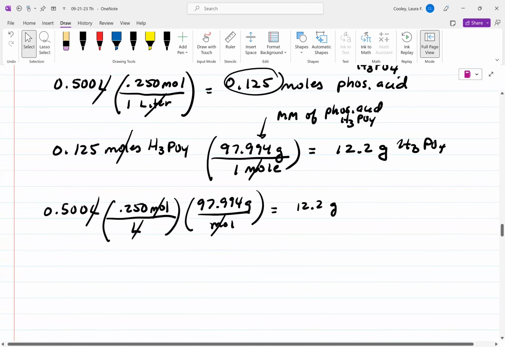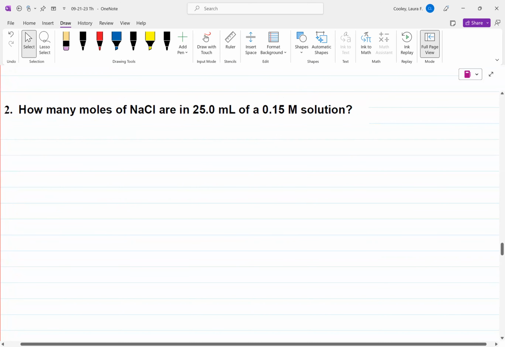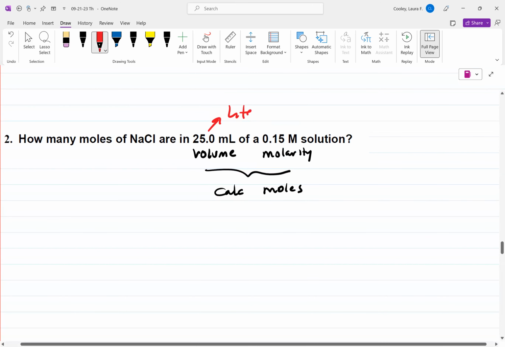Okay. So how about you do number 2? How many moles of NaCl are in 25 milliliters of a 0.15 molar solution? So here you're again given the volume and the molarity, and you're asked to calculate the moles. So it's just the molarity times the volume. But what do you have to do to the volume first? Right, you've got to convert this to liters. So how many liters is 25 milliliters?